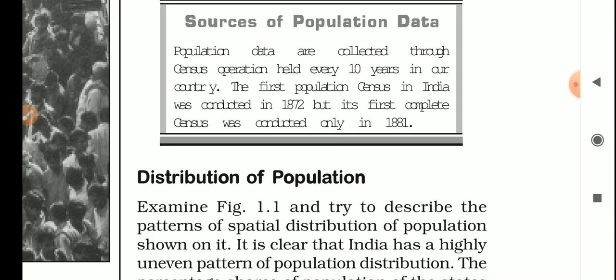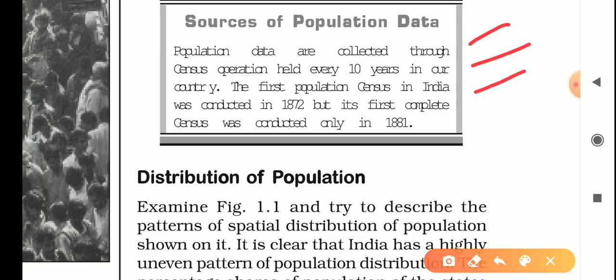Source of population data. Population data are collected through census operation held every 10 years. I told you. The first population census in India was conducted in 1872, but its first complete census was conducted in 1881. Remember this year. This may be asked in MCQ questions.